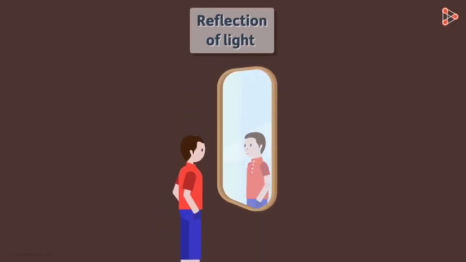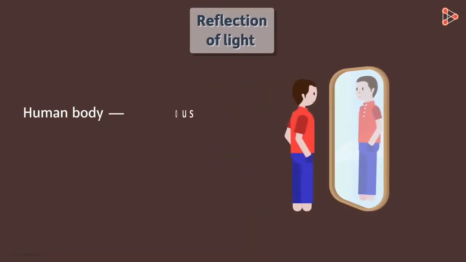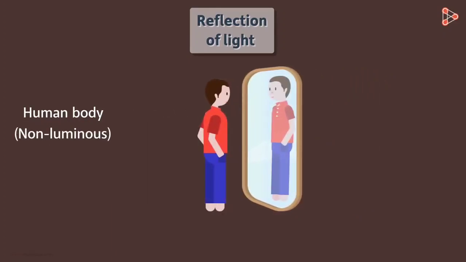Let this object be our human body, and at the same time we are looking at the image. First, tell me, is our body a luminous or a non-luminous object? Well, it's non-luminous. The human body cannot emit its own light. So the light from the source is first incident on the human body. It gets reflected from it, and this reflected light strikes the mirror. This light is further reflected from the surface of the mirror and reaches our eyes. This is how we are able to see our image.